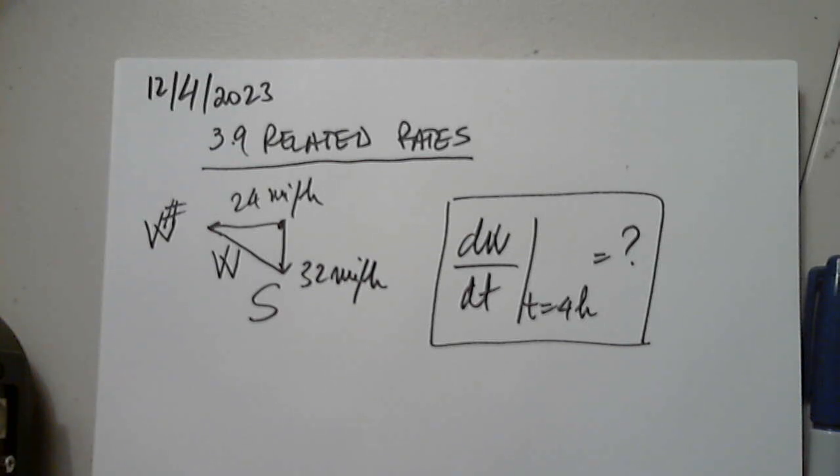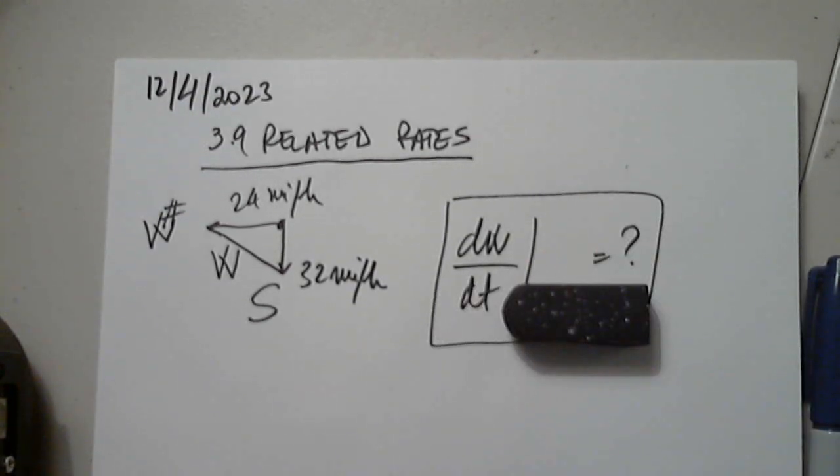And of course we cannot use 4 hours. As we know, that is a trap. We cannot use 4 hours because if we did and we differentiate, we'll always get 0. So remember, that is the key.